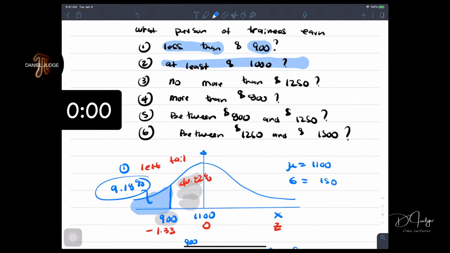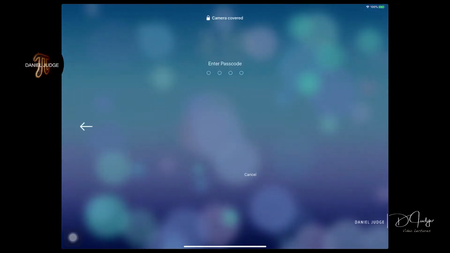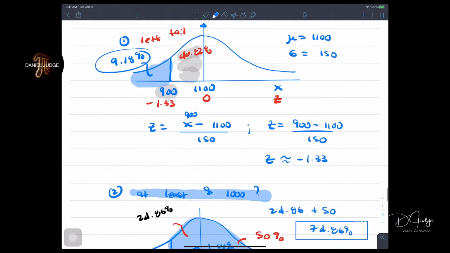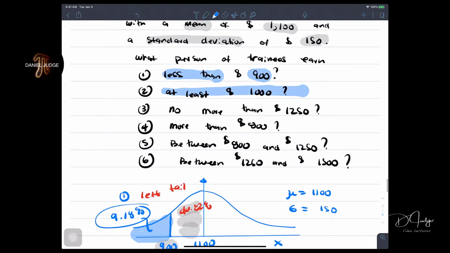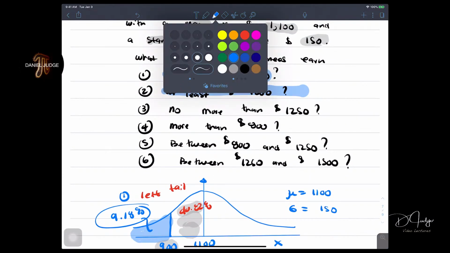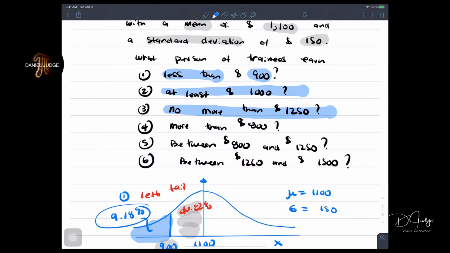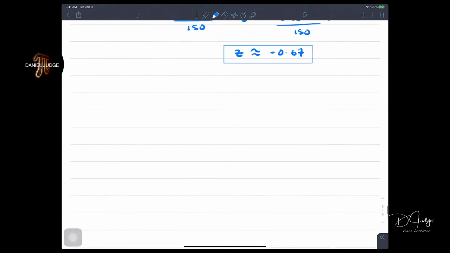Okay, everybody, welcome back. Let's take a look where we're at here with everything. And welcome back. Okay, we are on, all right, we're looking at question number 3, no more than 1250. So question 3, no more than 1250.